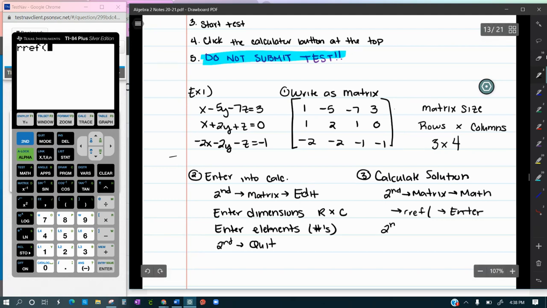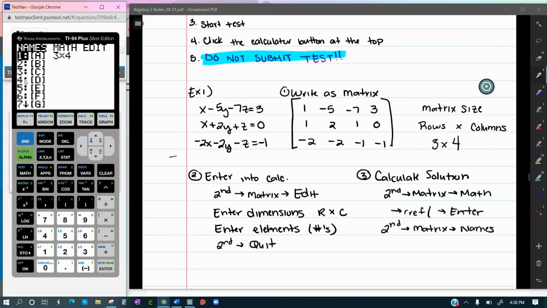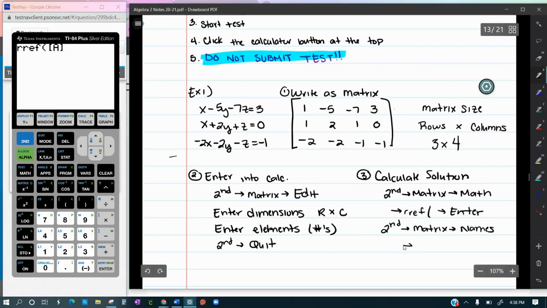Now we need to select the matrix. We're going to go back to second and matrix. And then we're going to stay on the names column this time. So let's do that. So we're going to do second matrix, and then we're going to stay here on the names. So now we edited number 1, letter A, in step 2. So we're going to press enter on step A, and it's going to enter it in for us. So second matrix names, then we're going to pick A, and then we have to make sure we close out the parenthesis. So you're going to click the little close parenthesis here, and then all you need to do is press enter, and you will get a solution.